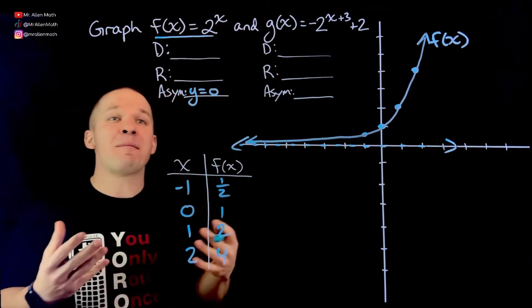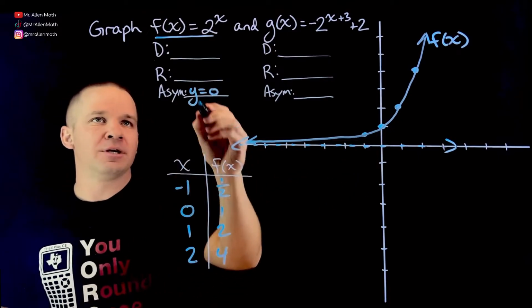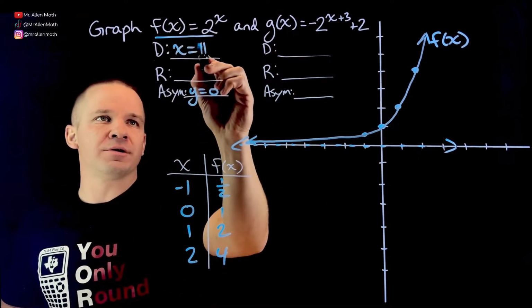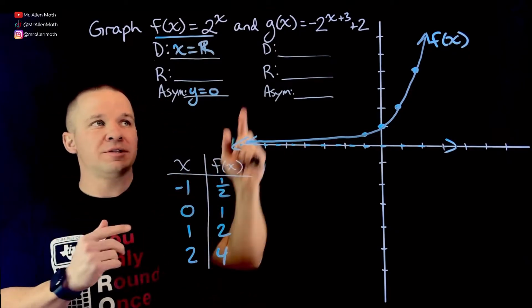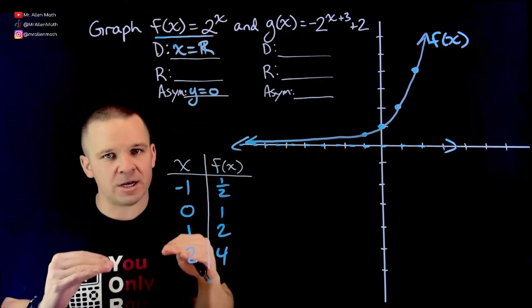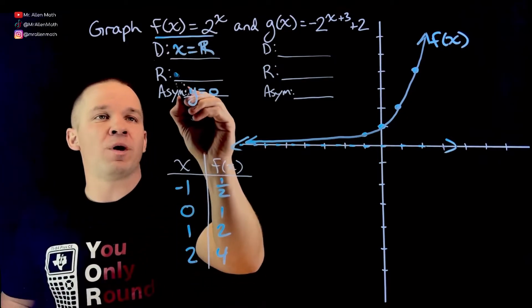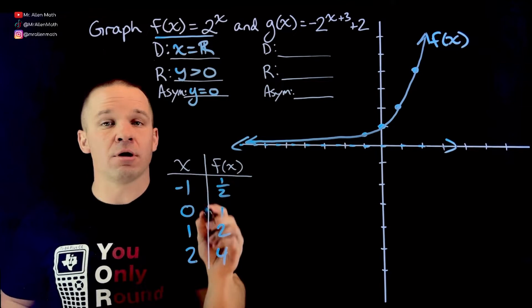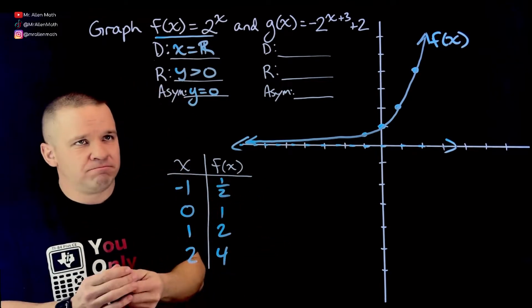All right. How about domain? Does it ever stop going left or right? No. So x equals all reals here. How about my range? Does it ever stop going up or down? Well, it keeps going up, and it keeps getting closer to 0. Does it ever get there? No. So y is greater than 0. Not equal to, just greater than. So there we go. Parent function. That's about it.